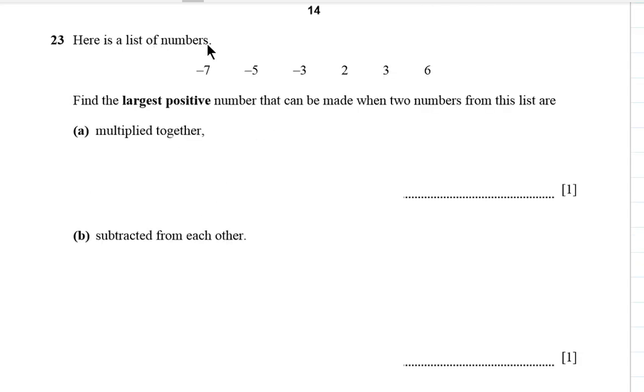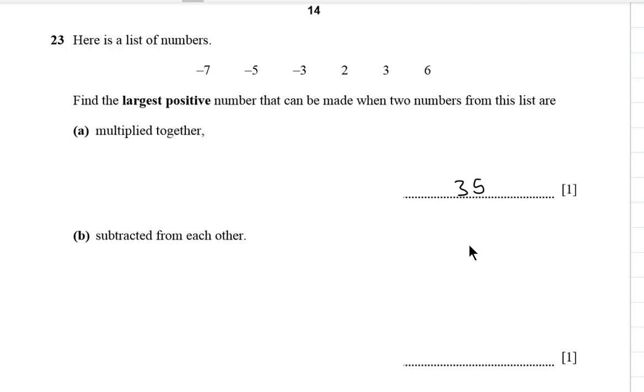Question 23, here is a list of numbers. Find the largest positive number that can be made when two numbers from this list are multiplied together. It's a very nice question. When you multiply 6 times 3, you will get 18. But if we multiply the negative 7 and negative 5 together, we will get what? We'll get positive 35, which is the largest positive number, of course. Positive 35.